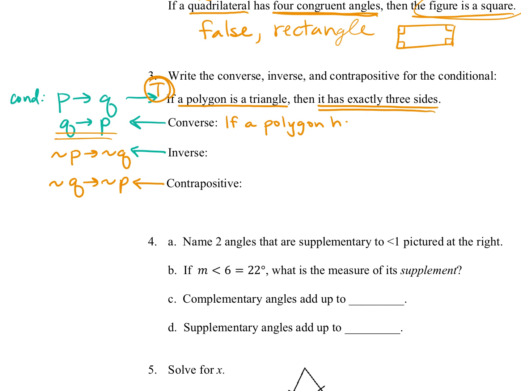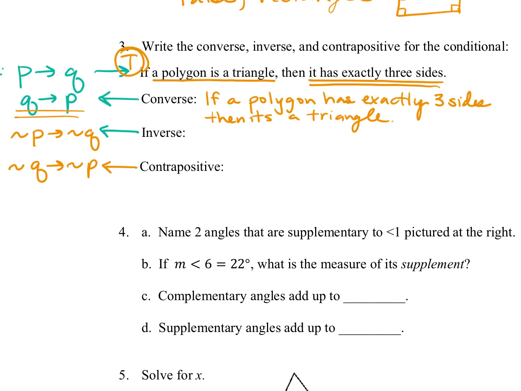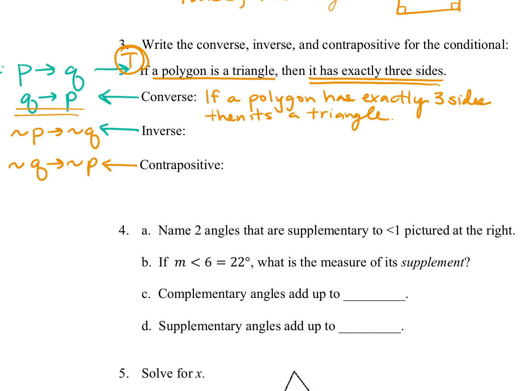If a polygon has exactly 3 sides, then it's a triangle.